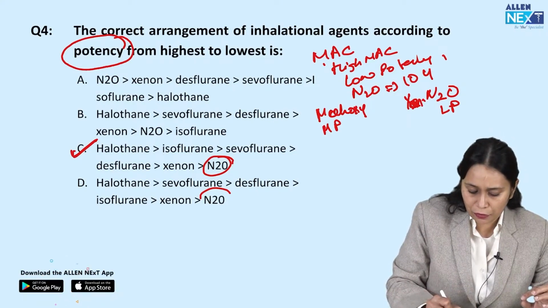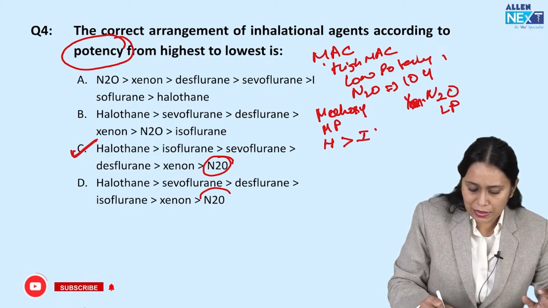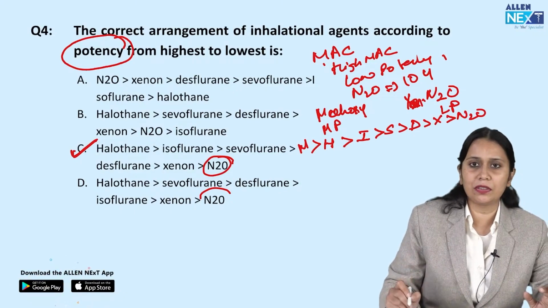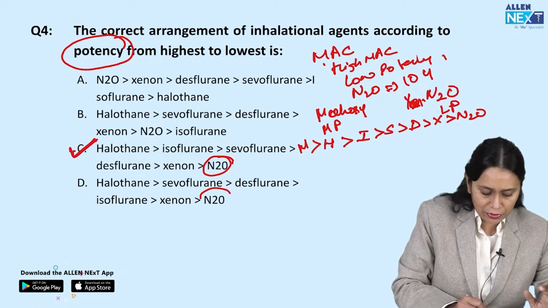The sequence we have to follow: halo came first, it is most potent. Then iso, then sevo, and then des. Then xenon, and then nitrous oxide. And overall most potent is methoxyflurane. Got it? So answer is C.